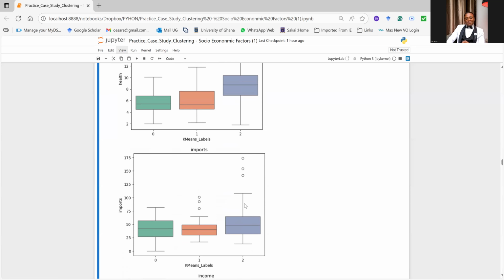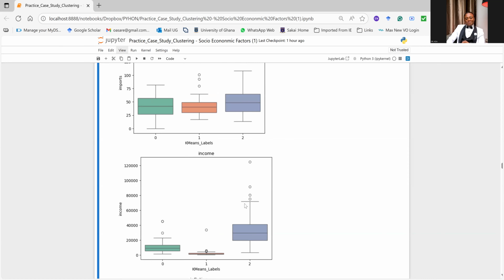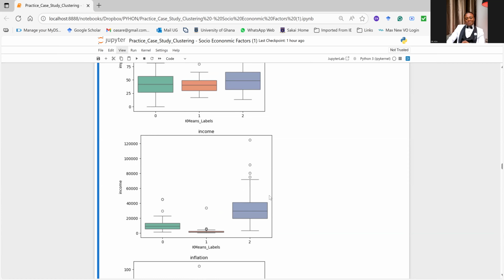People think that wealthy people don't import. They import and they also export more. America imports a lot of things from China and also exports more. And when you look at the income of the wealthy people, it's very high. When you look at the poor people, which is cluster 1, it's very, very low.